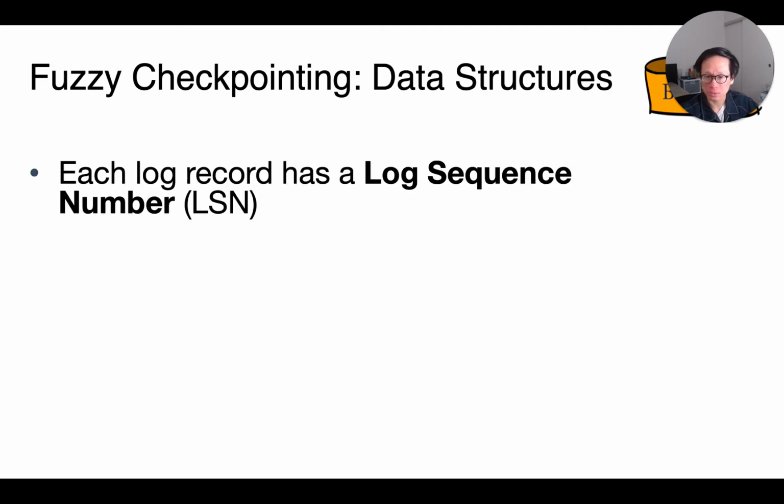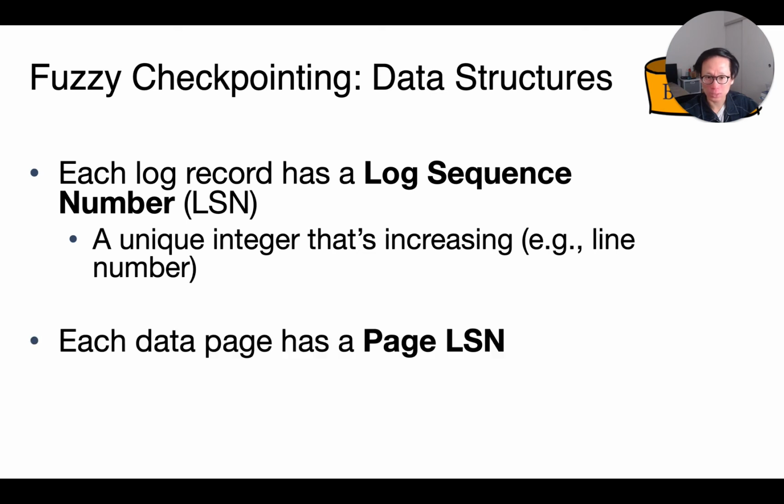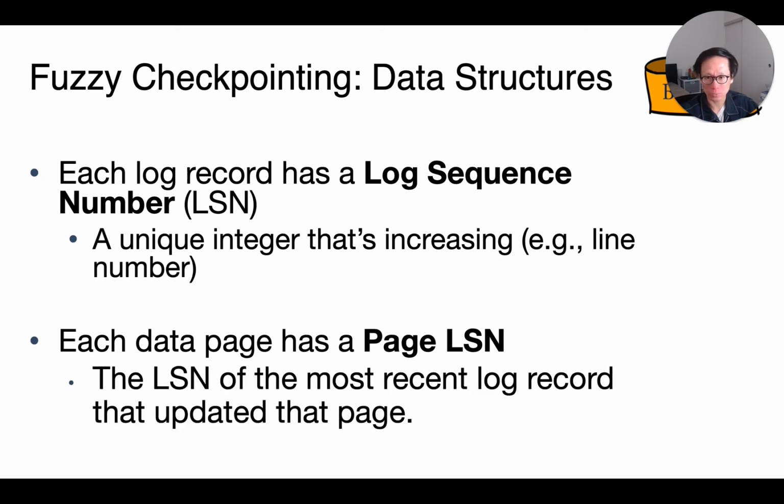Now let's discuss the details of the data structures involved in fuzzy checkpointing. As we have discussed before, each log record has a log sequence number, or LSN for short. It is a unique, monotonically increasing number. For instance, the line number of that entry in the log, or the time of the day, and so on and so forth. Each data page in the buffer pool also has a page log sequence number, which is used to store the most recent LSN that updated that particular page.